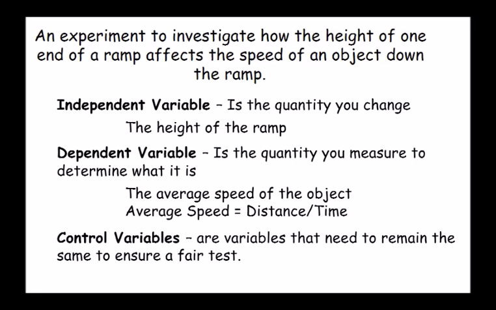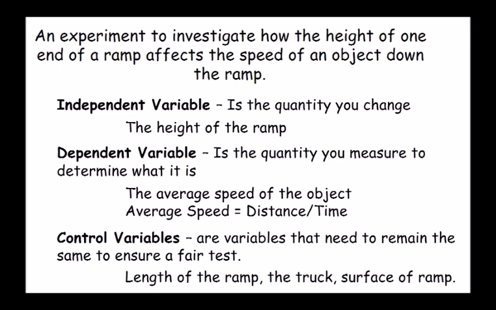And finally, every time we change the height of the ramp and measure the average speed, we need to keep certain things the same. Those things are called control variables. It ensures it remains a fair test. By that we mean if we find out the object gets faster, we want to know that it's changing the independent variable that caused that to happen. If we change more than one thing, then we won't be able to tell which of those things caused the speed to increase. So in this case, the important things that we need to keep the same are the length of the ramp, the truck, so it's the same mass each time, and the surface of the ramp, so there's no more friction as it moves down.